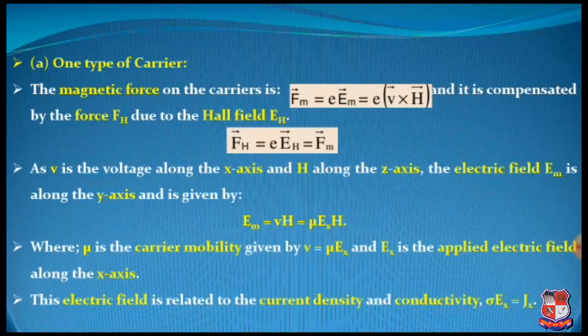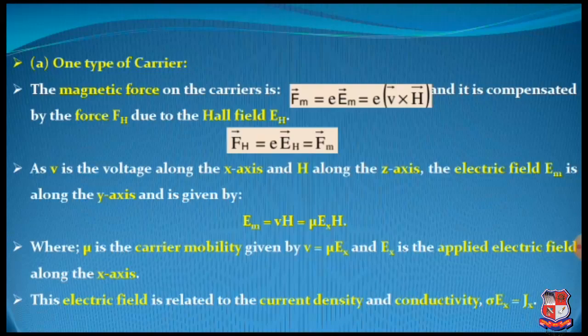As V is the velocity along the x-axis and H along the z-axis, the electric field EM is along the y-axis and is given by EM is equal to small v into H. Now see, all the directional quantities have been converted into the scalar quantities by taking the single dimension, and V is equal to mu into E. Mu is the mobility, carrier mobility. So V is equal to mu Ex into H, and Ex is the applied electric field along the x-axis.